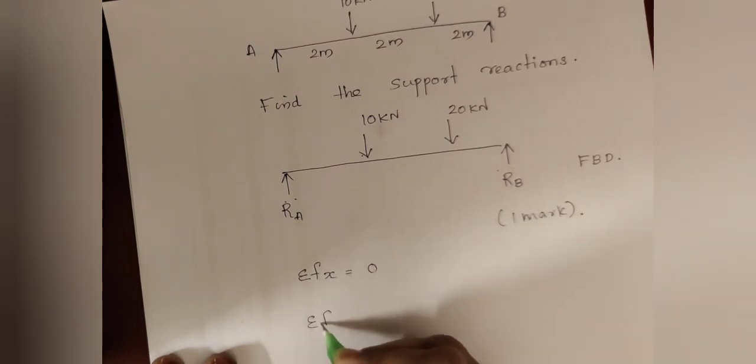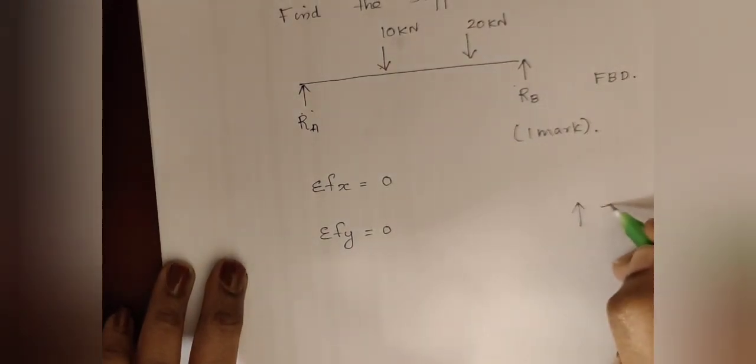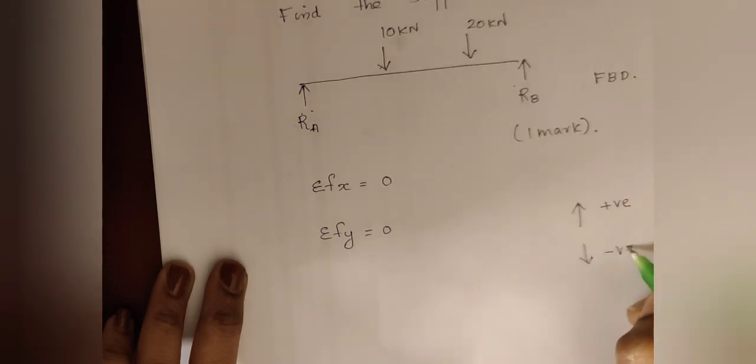The second equation is sigma Fy is equal to 0. So we have to use the sign convention. Upward force is taken as positive and downward force is taken as negative.